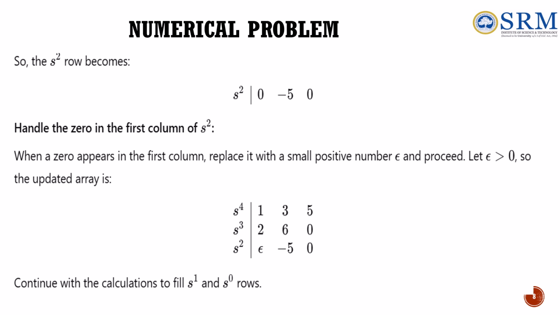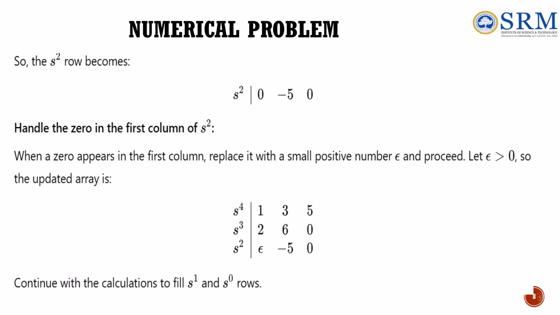So here we are getting a 0 as the first element of a row. When 0 appears in the first column, replace it with a small positive number epsilon and proceed. Let's assume epsilon is greater than 0. So the updated array is s^4: 1 3 5, s^3: 2 6 0, s^2: epsilon, minus 5, 0.